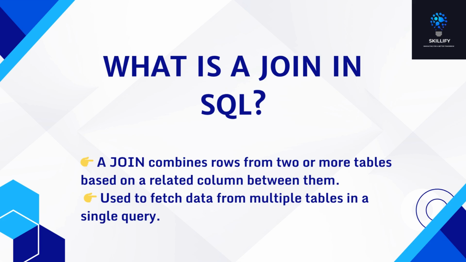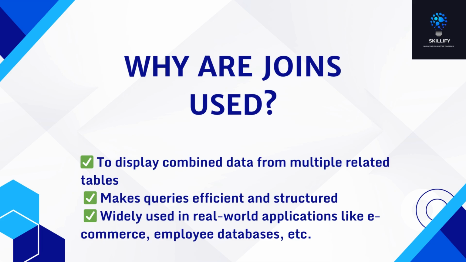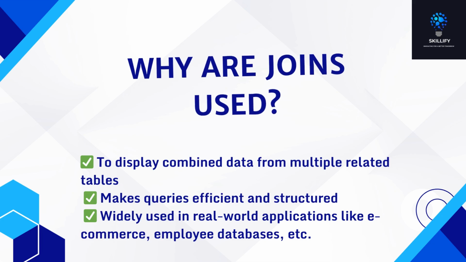A join is used to combine records from two or more tables based on a related column between them. It helps us fetch combined data in a single query, which is very useful in real-world applications. Why are joins used? Joins are used to display combined data from related tables, write efficient and organized queries, and solve real-time problems like combining employee details with department details.